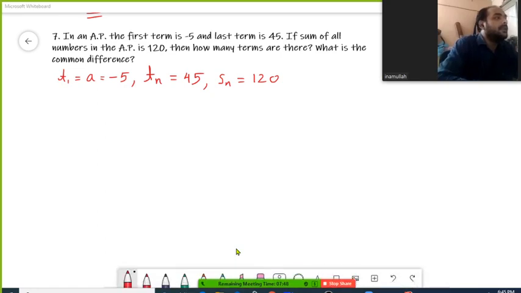In an arithmetic progression, the first term is minus 5, the last term is 45. First term, that is T1, is minus 5, last term Tn is 45. The sum of all the terms from first term to last term is 120. So these are the given information. Now we can find out n.